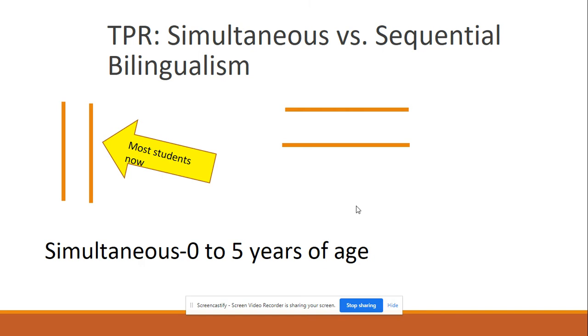When I talk about TPR, the meaning for that is total physical response, where we use a visual to remember the definition. If we're going to compare simultaneous versus sequential bilingualism, we're going to see it in a different way. Most of the students are vertical bilinguals. Basically, simultaneous means that from 0 to 5 years of age students are exposed to a second language, so they become bilinguals.